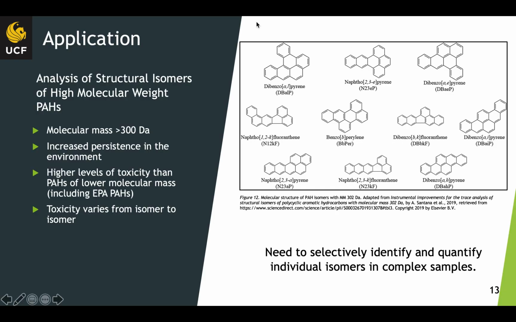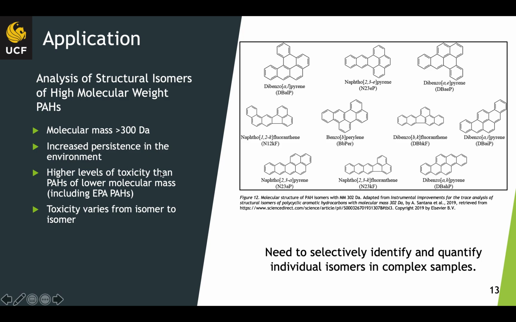An application of Shpol'skii spectroscopy includes the analysis of structural isomers of high molecular weight PAHs. These are PAHs of molecular mass greater than 300 daltons, none of which are included on that EPA list mentioned previously. The important thing about these high molecular weight PAHs is that they have increased persistence in the environment, being that they are larger and less water soluble. These PAHs tend to be more persistent in the environment.